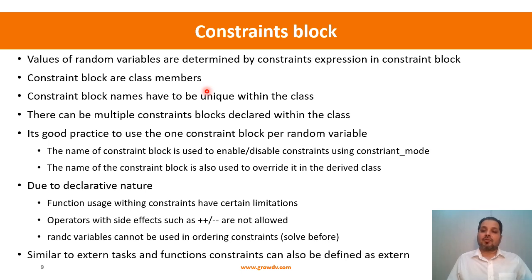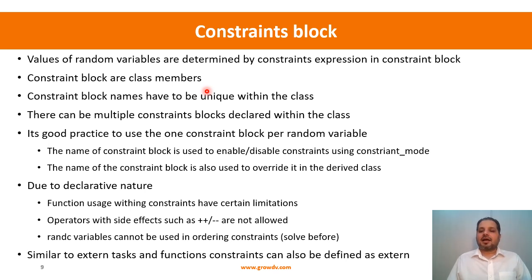Even if you remember, when we had discussed the class properties and methods, or what can be contained in the class, we had mentioned that the constraints and functional coverage also can be a member of a particular class. So here we are saying that the constraint blocks are also class members. What that means is they can be accessed using the dot notation. Any class member can be accessed using the dot notation on the object of that type of class.